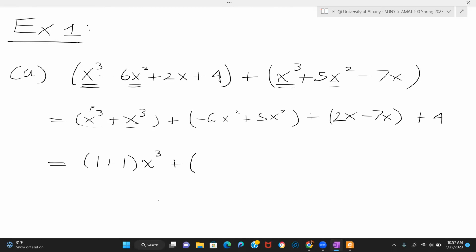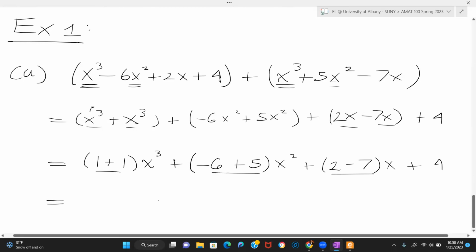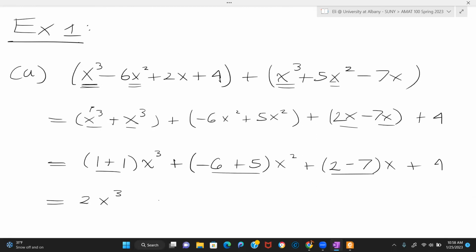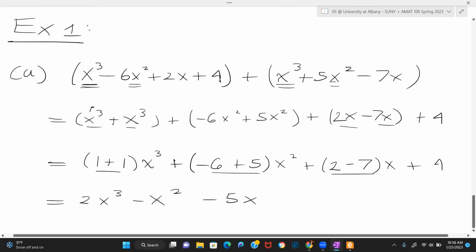So again, for this term right here, there's a common factor of x squared, so I'm going to factor that out, and that leaves behind the coefficients. And then again, I have a common factor of x here, so I'm going to factor that out, and then the 4 is just here. So now we can simplify this, and simplify this. So it's going to be 2x cubed. This is going to be negative 1, so it's just going to be negative x squared. And then this is going to be negative 5, so it's negative 5x plus 4.